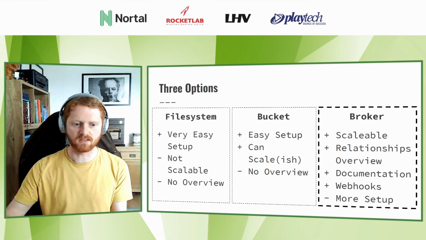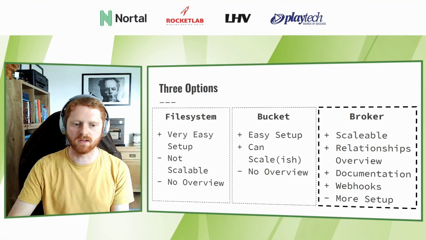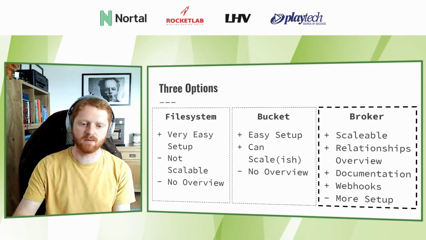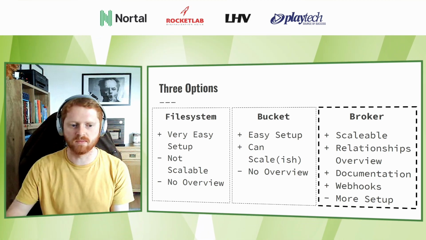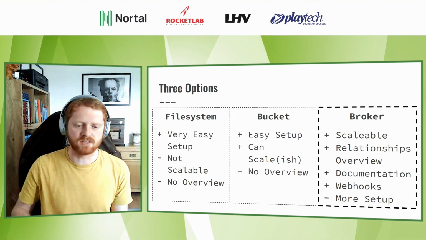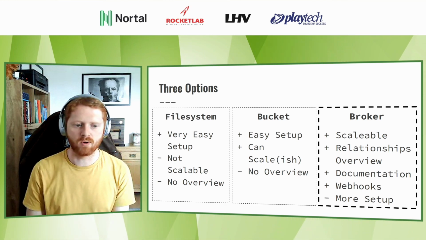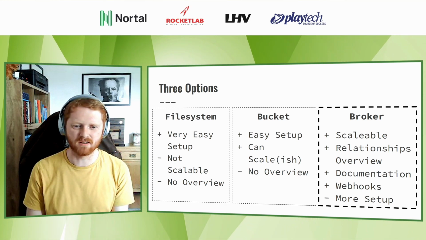So the first option is by far and away the easiest. It's just a folder on your file system. It's just on your computer. You can have all the contract files live in that folder, and the provider test can go to the same folder, get them from there, read them, do what it needs to do. So it's really easy to set up, but it doesn't scale at all. If you've got more than a couple of people working on a project, this is probably not the best solution.